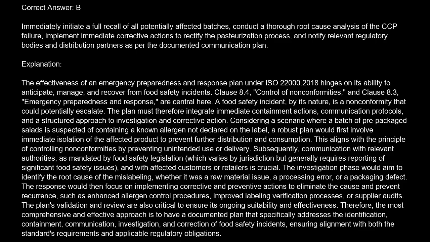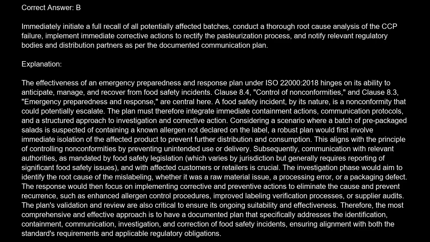22000-2018 hinges on its ability to anticipate, manage, and recover from food safety incidents. Clause 8.4, Control of nonconformities, and Clause 8.3, Emergency preparedness and response, are central here. A food safety incident by its nature is a nonconformity that could potentially escalate. The plan must therefore integrate immediate containment actions, communication protocols, and a structured approach to investigation and corrective action.